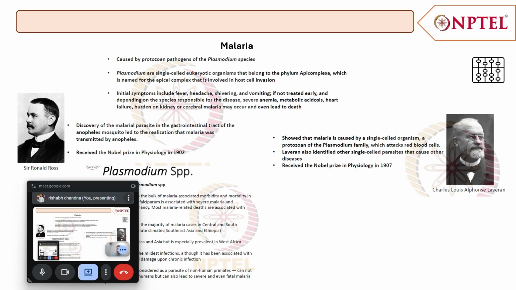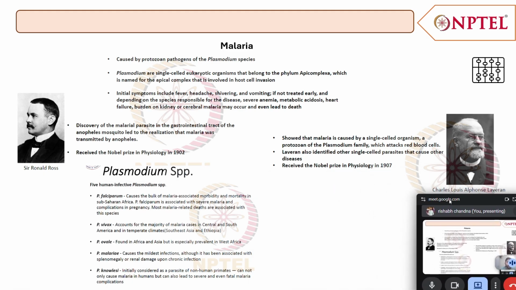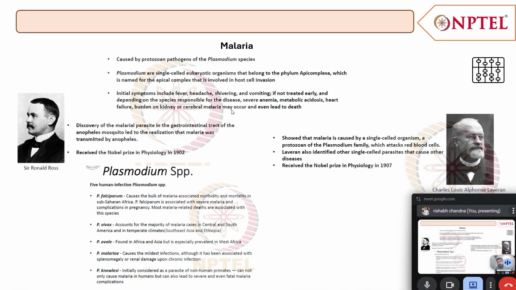Okay, moving on to the main disease, that is malaria. Malaria is caused by protozoan pathogens of the Plasmodium species. Plasmodium is a single-celled eukaryotic organism that belongs to the phylum Apicomplexa, which is named after the apical complex that is involved in host cell invasion. Now, the initial symptoms include fever, headache, shivering, and vomiting if not treated early. And depending upon the species responsible for the disease, severe anemia, metabolic acidosis, heart failure, burden on kidney, and cerebral malaria may occur, and then it may lead to death.